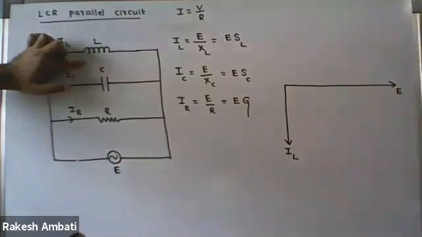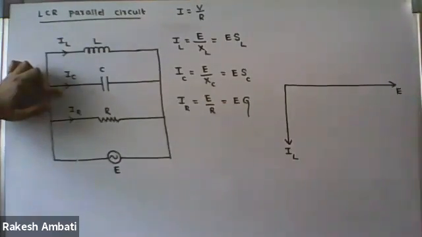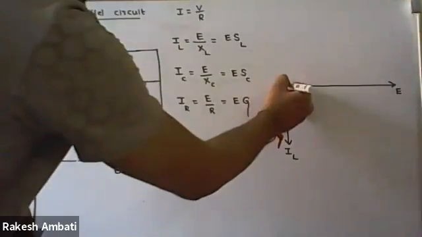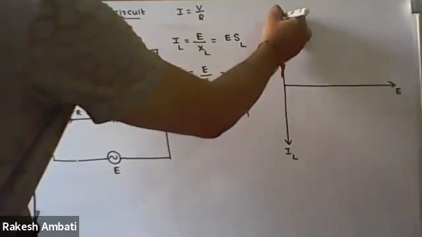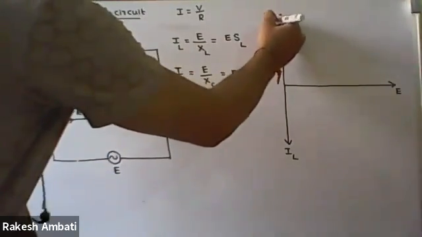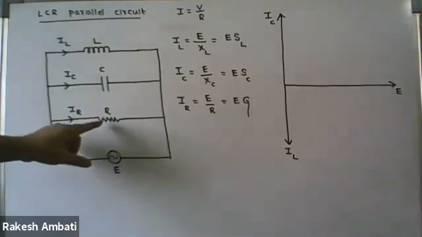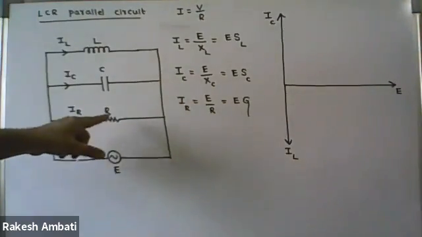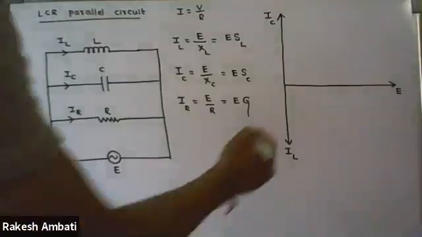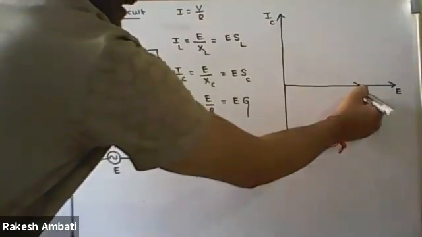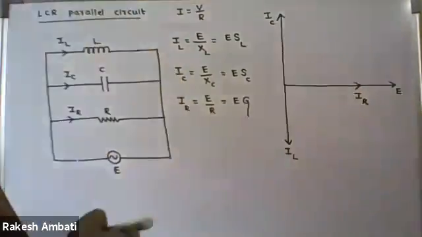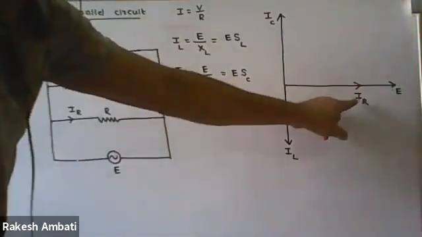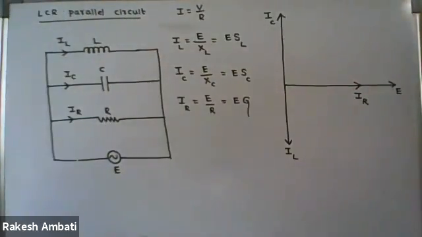It is IL. Coming to the second element, capacitor. In capacitor, current leads by an angle 90 degrees. Third one is resistance. In resistance, EMF and current are in the same phase. So it is IR.